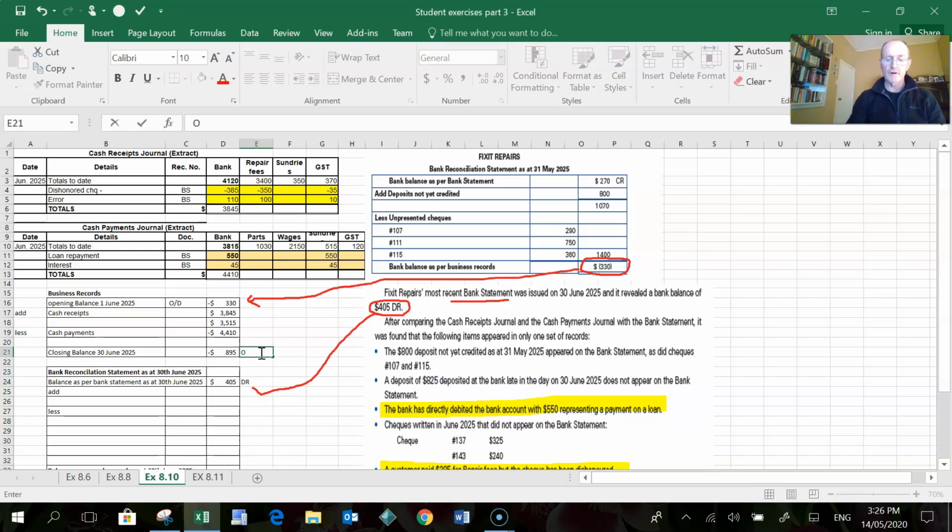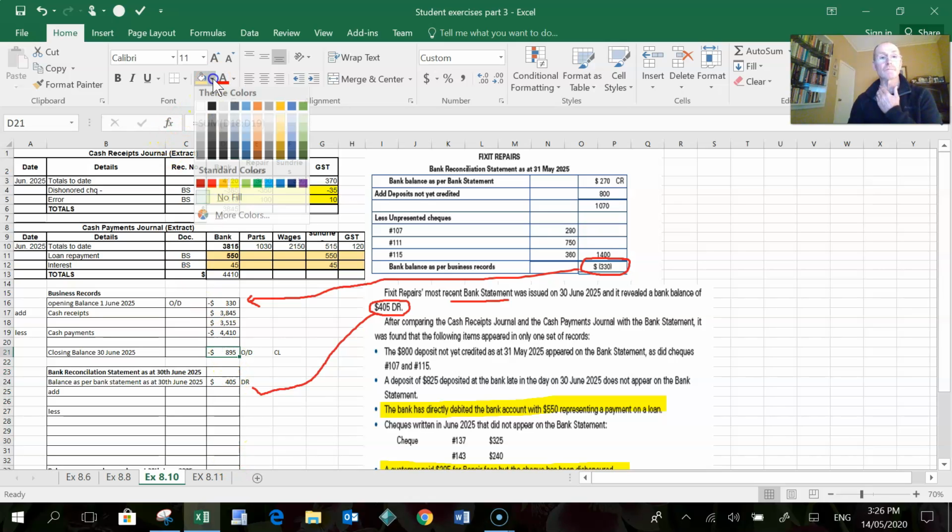So that is an overdraft. Right, so that will be a current liability in your accounting records. And what we want to get down the bottom here is obviously 895 overdraft as well. Right, so we're looking for 895 down here.